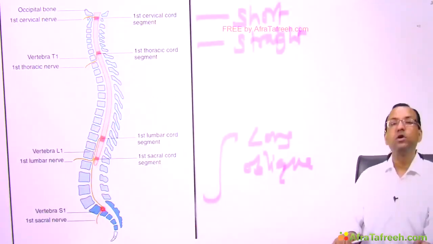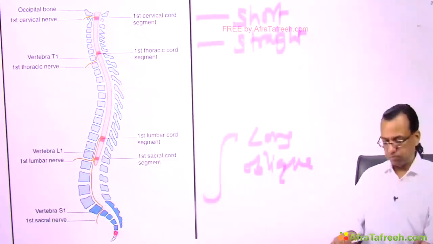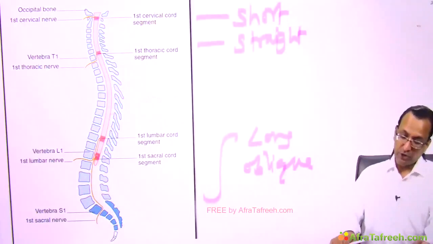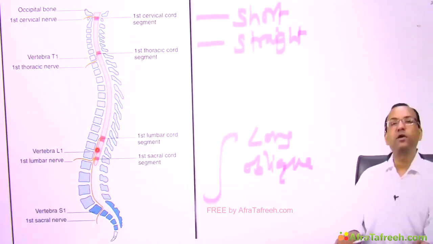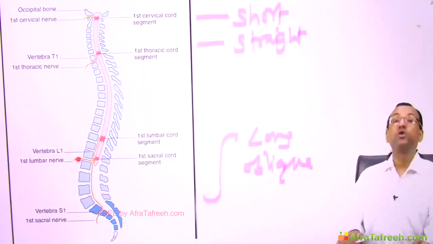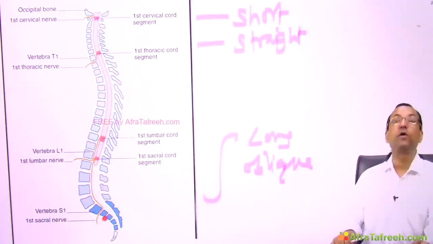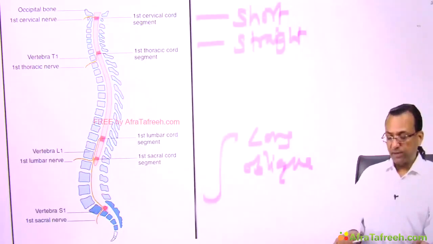Because, you know, what is the length of the vertebral column? 60 centimeters. What is the length of the spinal cord? It is 45 centimeters. Where is the spinal cord terminating in an adult? At the lower border of L1. So you can understand that the fibers must become long and more oblique because they have to exit at their corresponding intervertebral foramen. That is why they are long and more oblique.